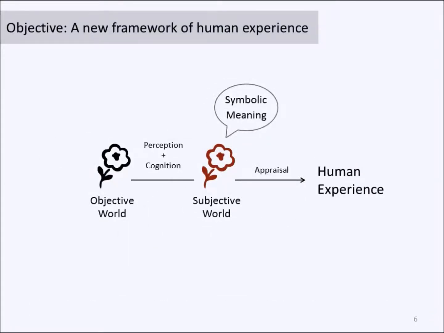Combining these theories, we provide a new framework. We assume that humans perceive and understand the world through symbols. When people are actively perceiving this objective world, symbolic meanings emerge during the process of cognition. Based on the results of the cognitive process, people build up a subjective world in their mind. By evaluating this subjective world, human experience then can be generated. We will explain the interpreting part first and then elaborate how human experience is generated later.